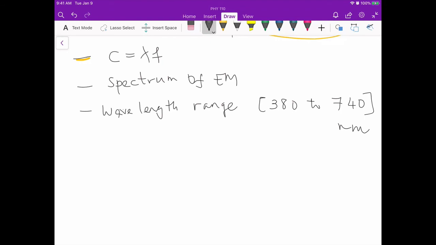So those are the things. It's just a matter of trying to digest them, but other than that, what we talked about in this chapter is mostly theoretical background, how electromagnetic waves were understood and things like that.